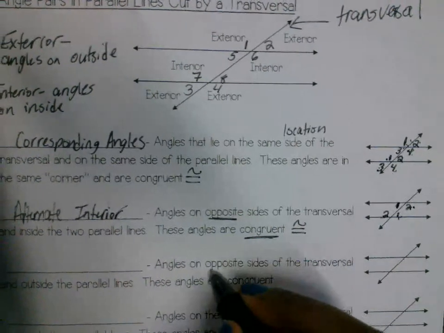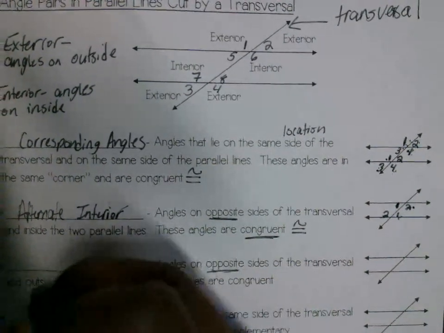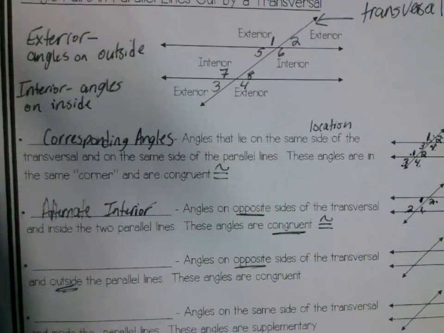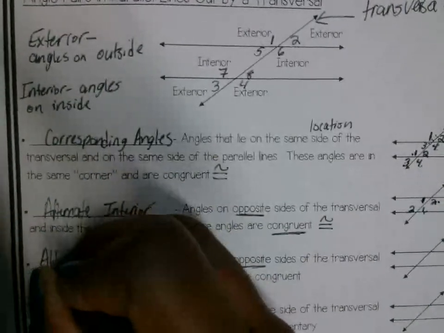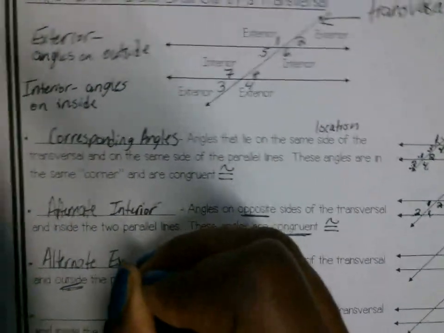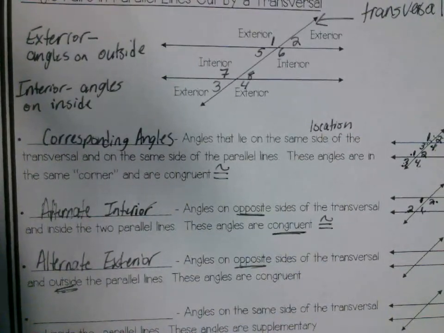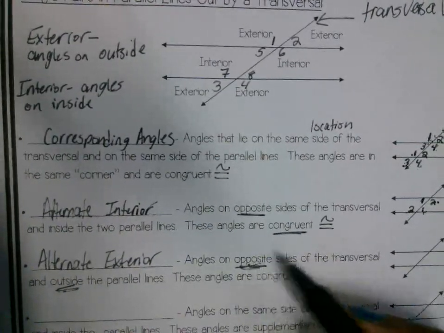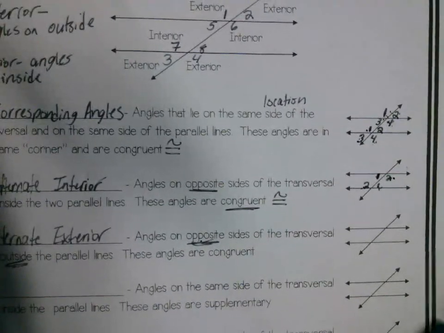Angles that are on opposite ends again, cut by the transversal, but are on the outside. What do you think they would call them? Alternate exterior. Alternate exterior angles are angles that are on opposite ends. That's the alternate part. But they're on the outside. That's the exterior. So that would be these angles.